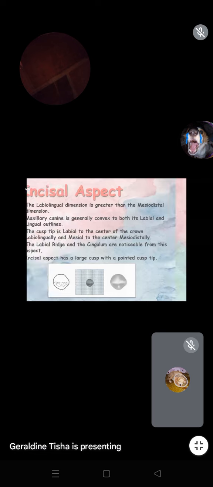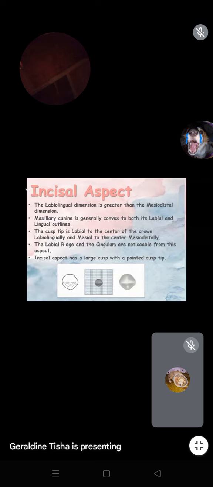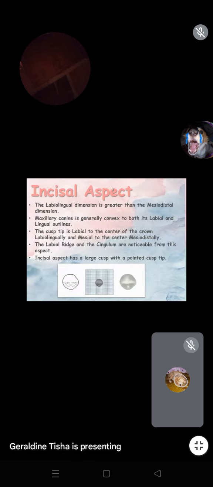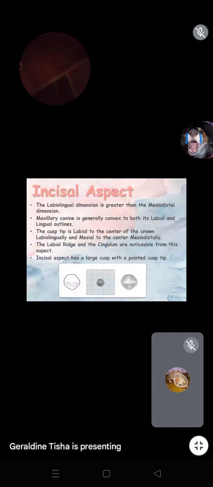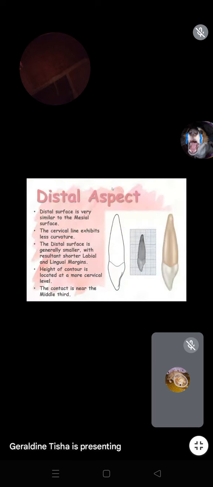Pakita bitaw dari. Pakita bitaw dari. Makita lang akong. Hindi lang yun. Kani. So, ang giingon daw kay ang labiolingual dimension labiolingual Labiolingual. labiolingual Guys, wait lang ha.